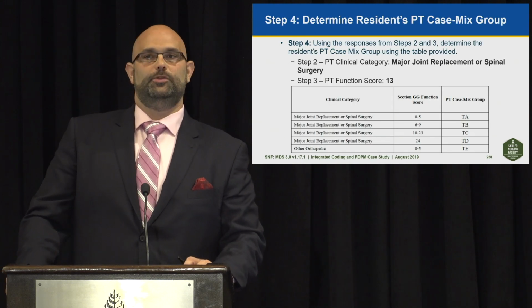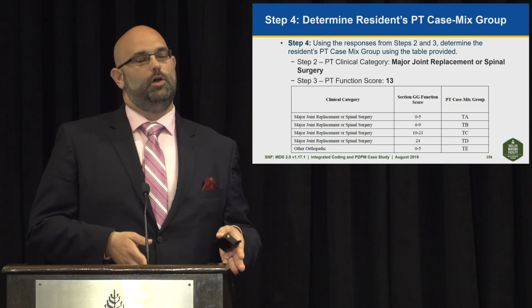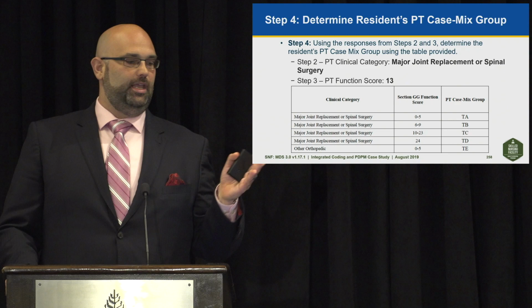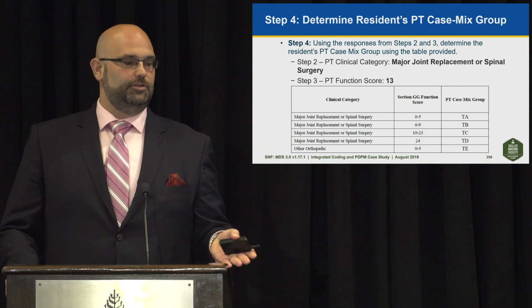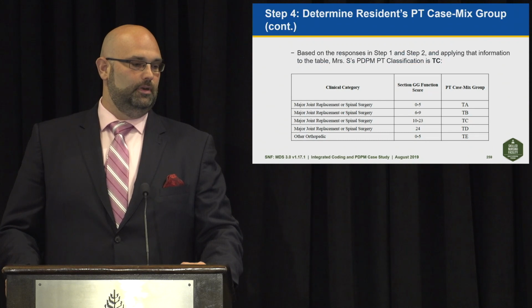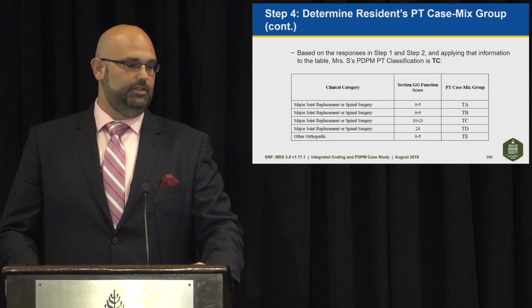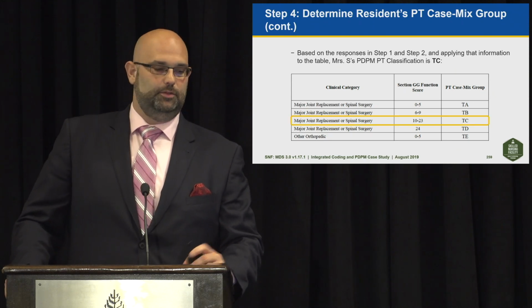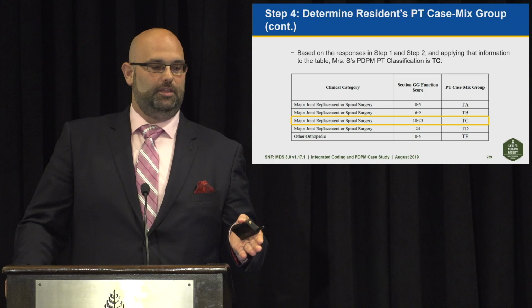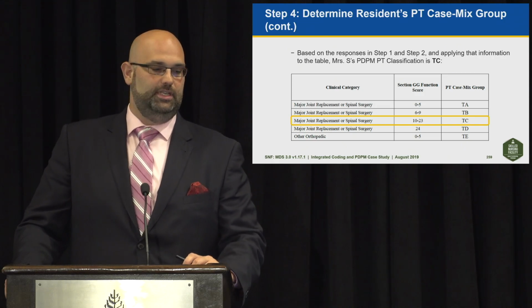PT case mix group. So now that we have their PT clinical category as well as their functional score, we can now figure out what group they fall into. They had a major joint replacement spinal surgery clinical category. Their functional score was a 13. Based on steps 1 and 2, they would fall into the group TC. As the MJR, their functional score puts them in the 10 to 23 bin. That translates to a case mix group of TC.